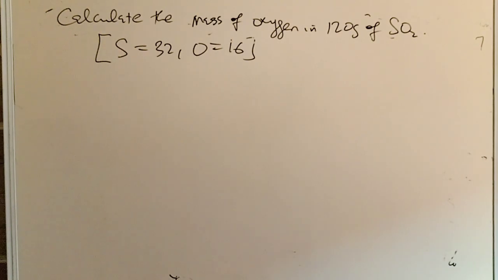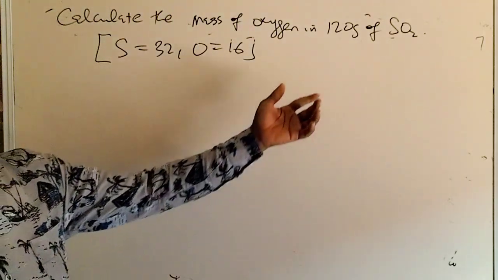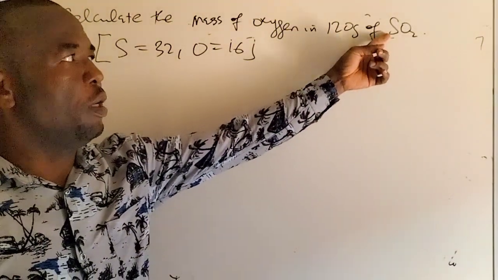So let's look at the question above that says calculate the mass of oxygen in 120 grams of SO2. So how do we solve this problem? The mass of oxygen in 120 grams of SO2. What I have to do is this: we're going to find the percentage of oxygen in this compound.